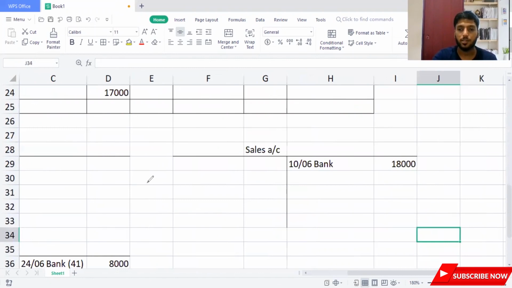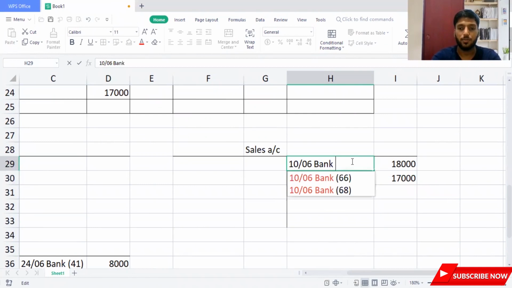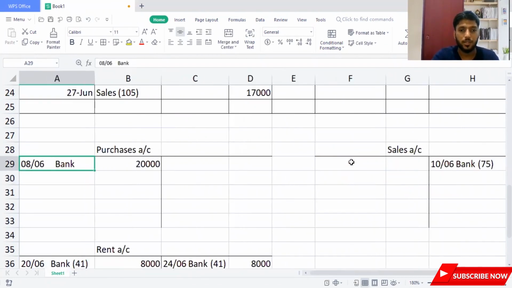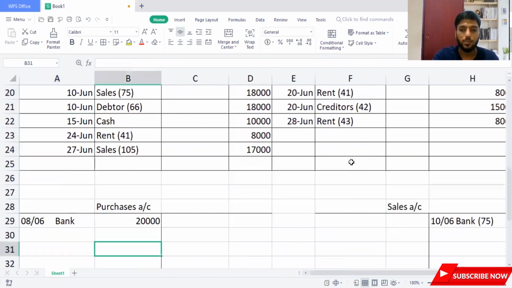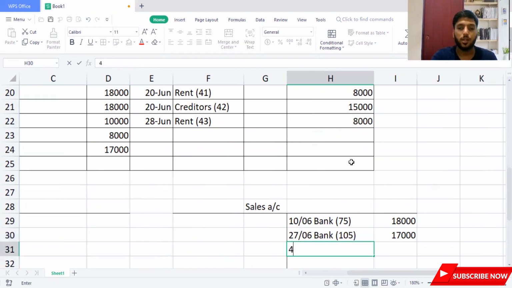So I'm going to record it on the same sales account rather than opening another account. I'll write 17,000 on the credit side, saying, what's the date? Here, there's a check number. I forgot to write bank. It's 75 if I'm not mistaken. That was sales 75, right? Let me check it. Yeah, sales 75, sales 105. So I'm going to write the date here, 27/6, and 105. So now I recorded everything.